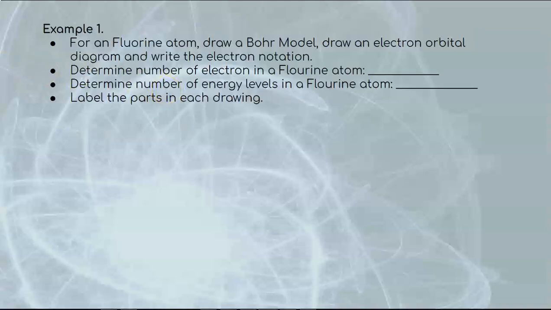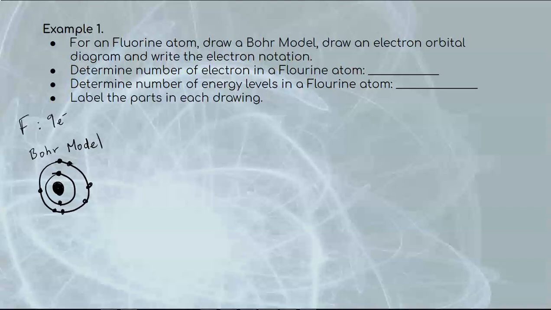Let's take a look at fluorine. First, I want everyone to draw a fluorine Bohr model. You can pause this video right now and draw a Bohr model of fluorine. So this is what your Bohr model should look like for fluorine. If you remember, fluorine is going to have 9 electrons.